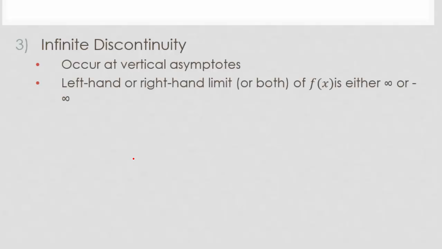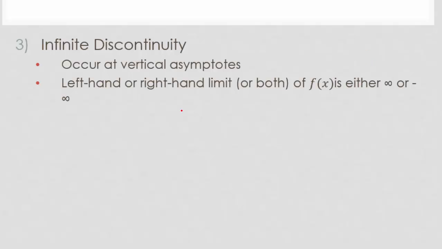The third type of discontinuity we'll see is an infinite discontinuity. These primarily occur at vertical asymptotes. What you'll see is that when you look at the limit, because remember we're talking about continuity again, we will be evaluating the function at a and looking at the limit as x approaches a. When you look at those limits, either your left limit or your right limit, or both, are going to yield an infinity or a negative infinity.